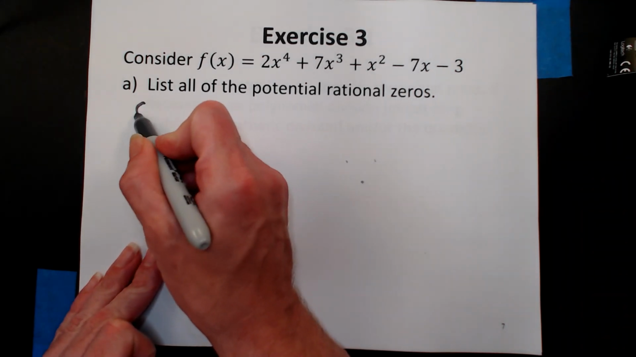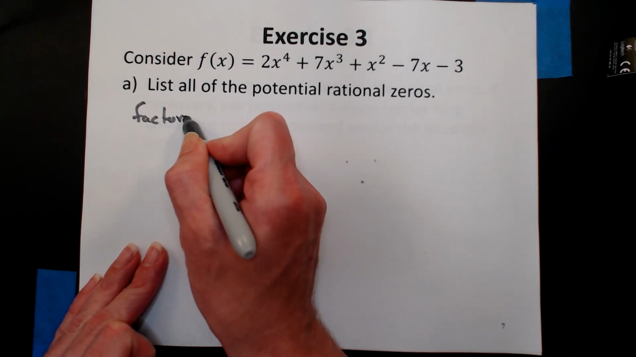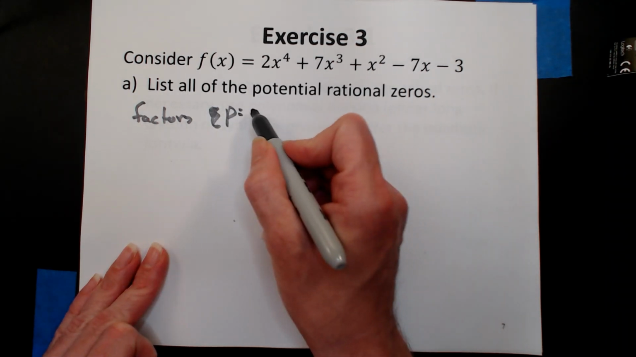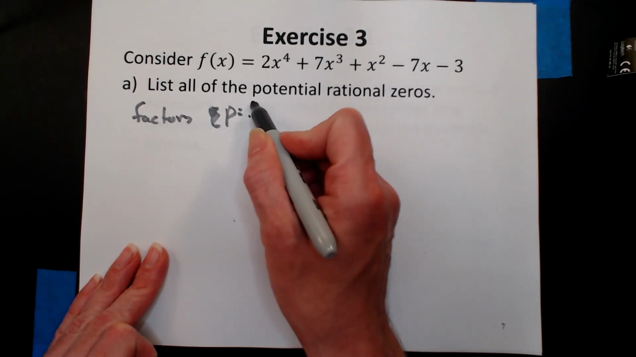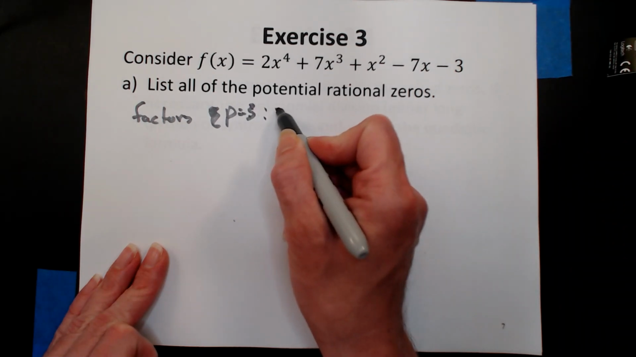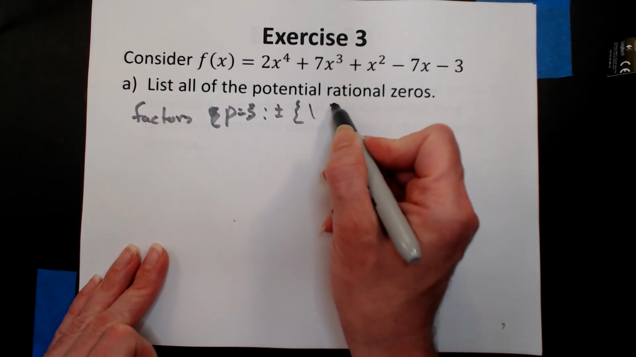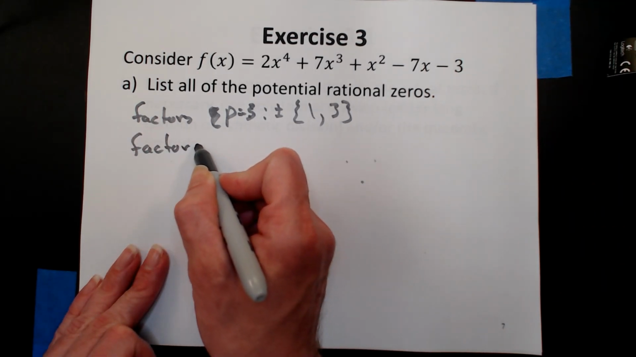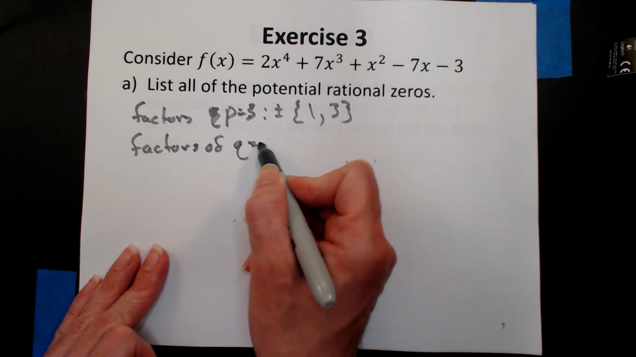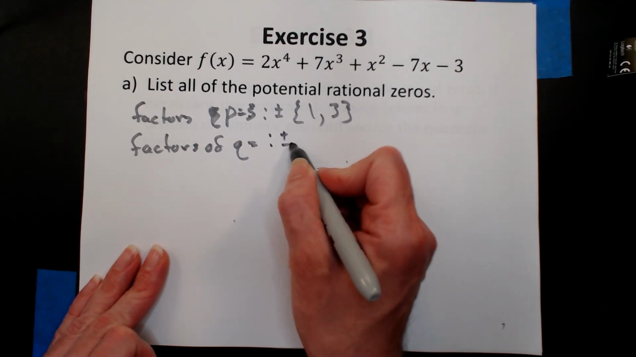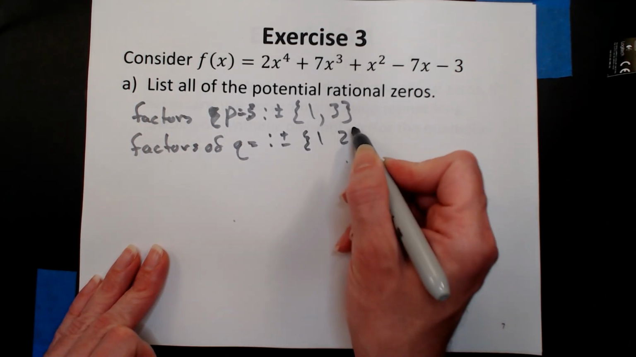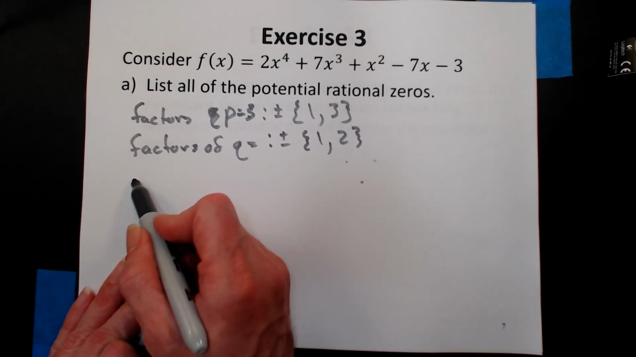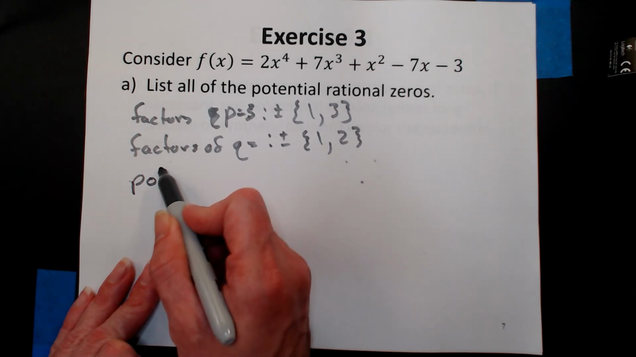Once again, we're going to have the factors of p. Oops, I said p and then I wrote q. So the factors of p, p is going to equal 3 again, or negative 3 again, and that's going to be plus or minus 1 and 3. And the factors of q are going to be plus or minus 1 and 2. And so we have relatively few potential rational zeros.